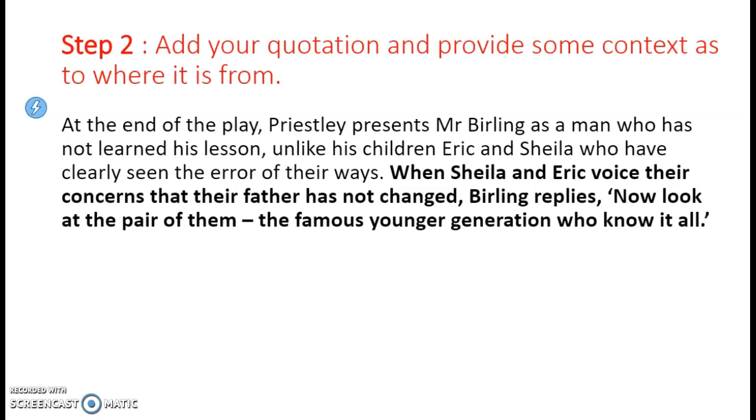But not just our quotation, we need to provide some context as to where it's come from. We need to introduce it. So we have here, when Sheila and Eric voice their concerns that their father has not changed, Birling replies, "Now look at the pair of them, the famous younger generation who know it all." So there we have a bit of introduction to the quotation. We know where it's come from, and that's what I'd expect you to do as well.